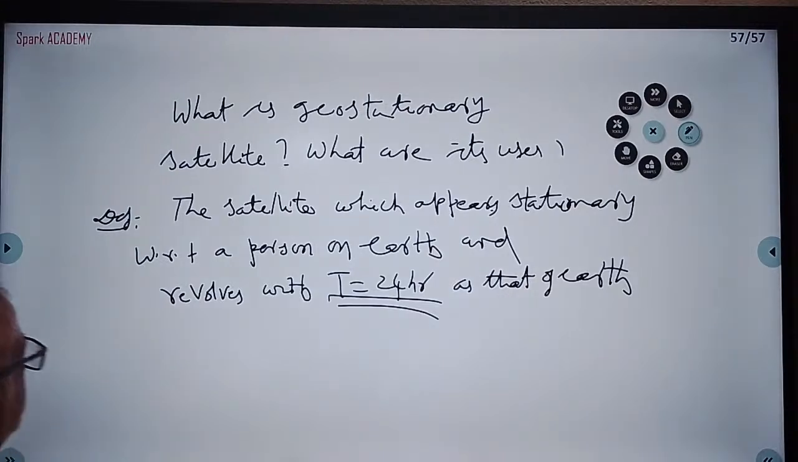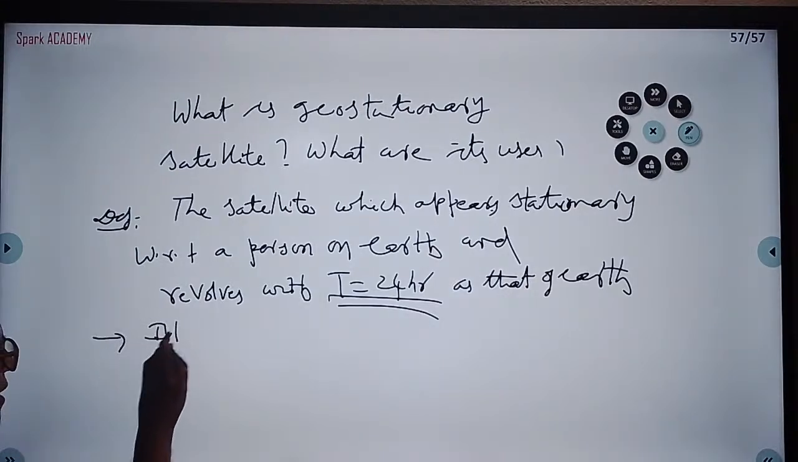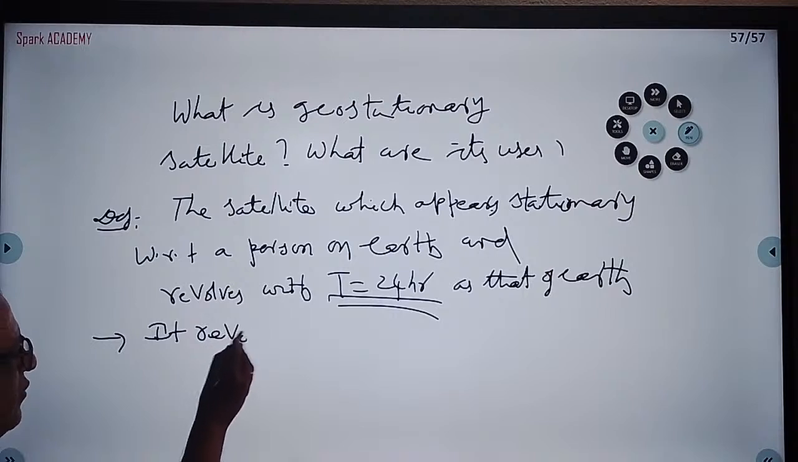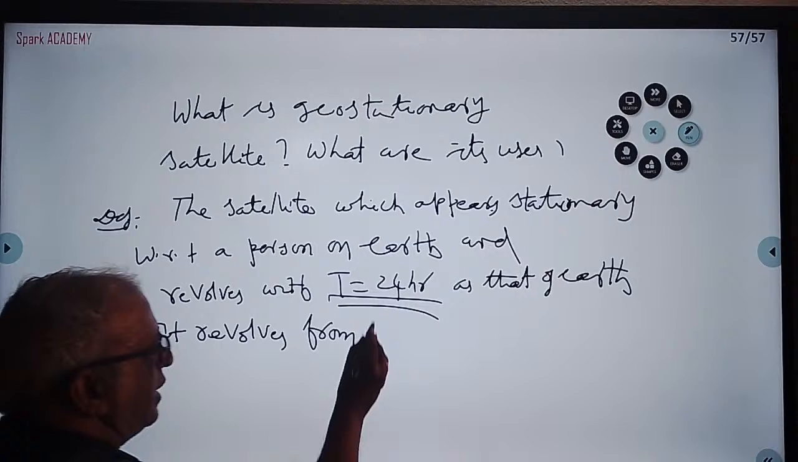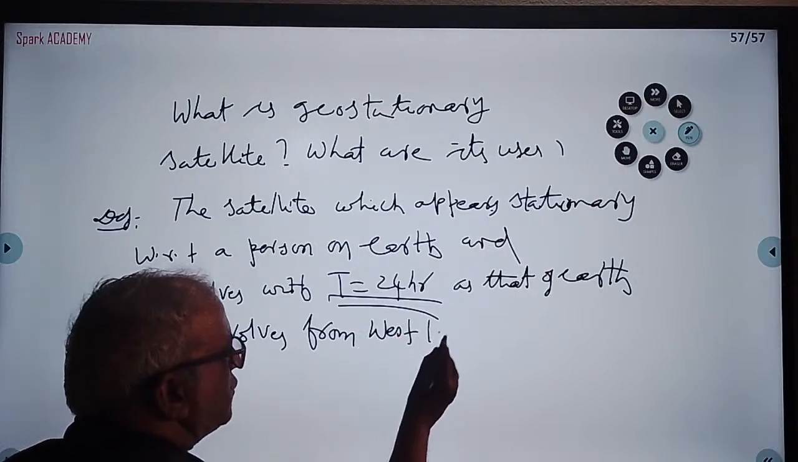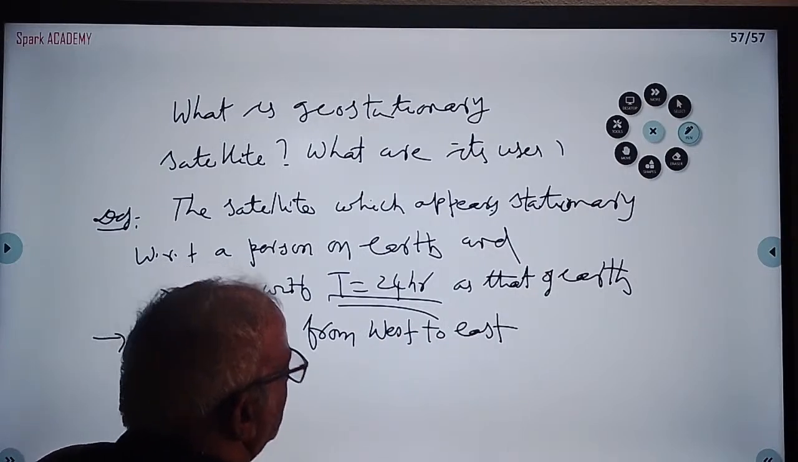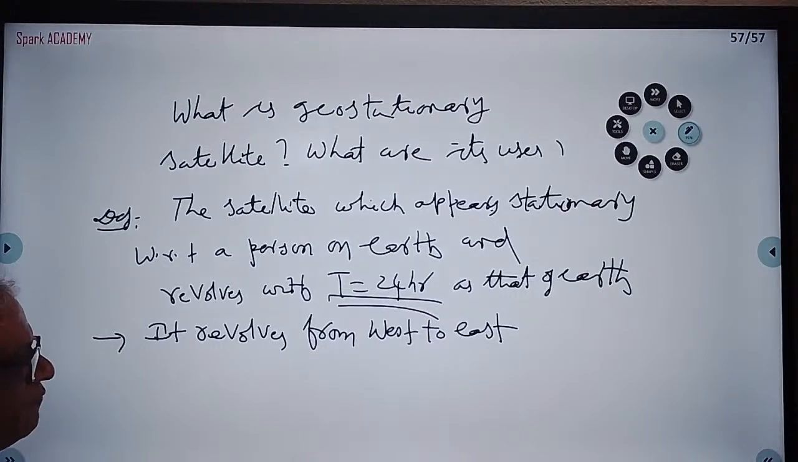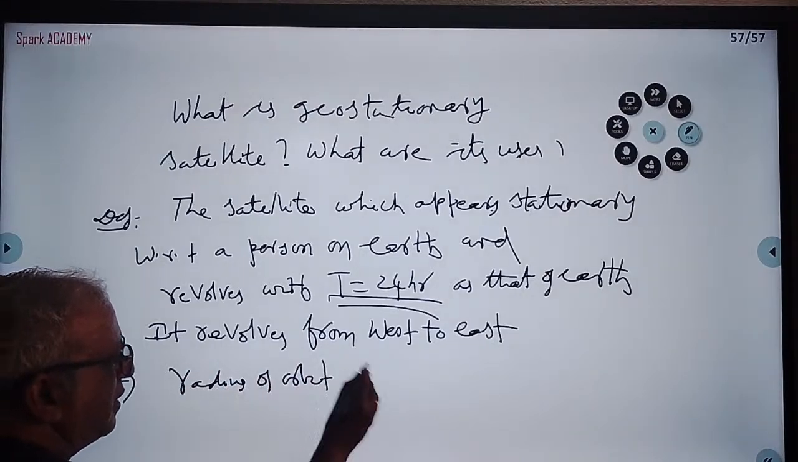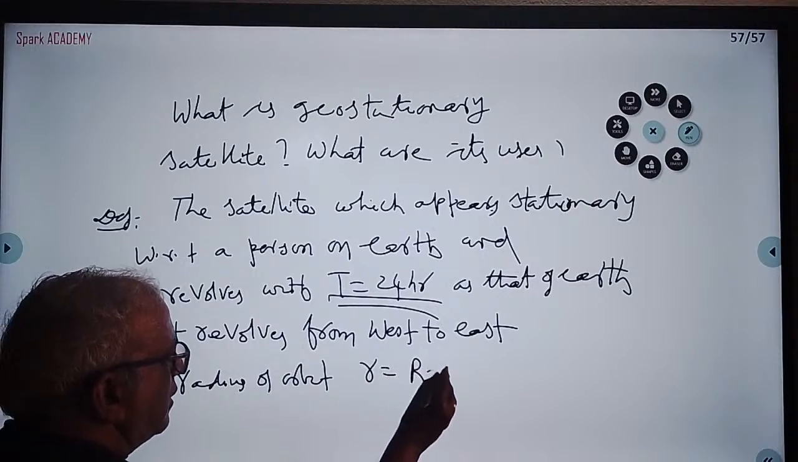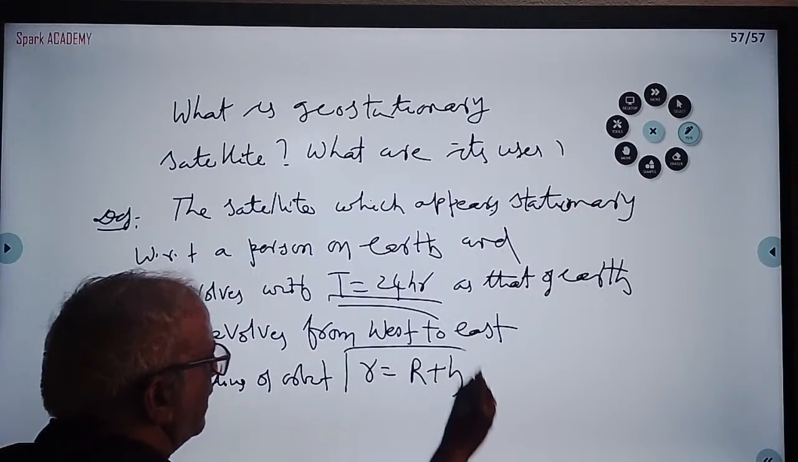It revolves from west to east, in the equatorial plane. The radius of the orbit is very large, equal to R plus the radius of the earth plus h. h is the height of the satellite.